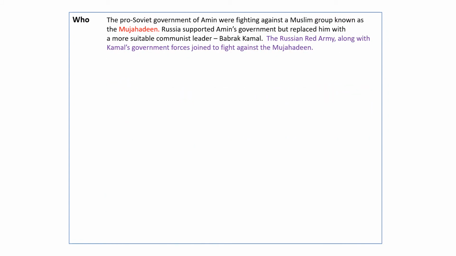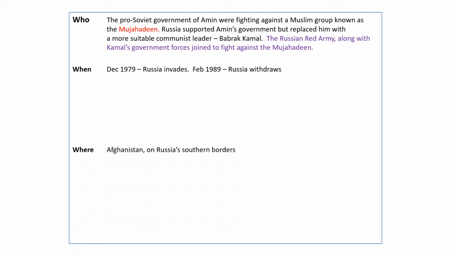Now, what you'd have filled in, so who was involved in the Afghan war? So we've got here the pro-Soviet government of Amin were fighting against a Muslim group known as the Mujahideen. Now Russia supported Amin's government but replaced him with a more suitable communist leader who was called Babrak Kemal. Now the Russian Red Army along with Kemal's government forces joined to fight against the Mujahideen. So when this happened, so December 1979 Russia invades and February 1989 Russia withdraws.